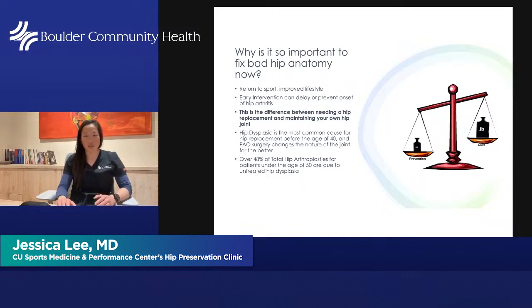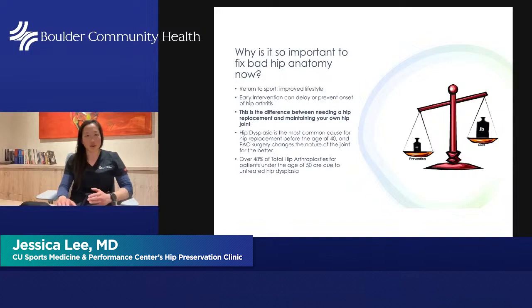And this is actually a really important factor because this is the difference between needing a hip replacement and maintaining your own hip joint. So that's a really big deal for someone who's active and young. We find too in our studies that hip dysplasia is the most common cause for people to have a hip replacement before the age of 40, meaning they've worn out their joint prematurely because they have bad anatomy. And the PAO surgery, if you intervene early enough, can take you to a point where maybe you don't need a hip replacement in your lifetime, or maybe you can push off having a hip replacement to a later age.